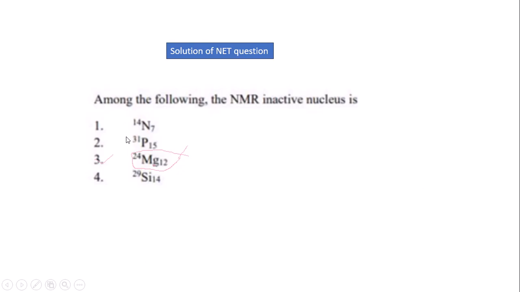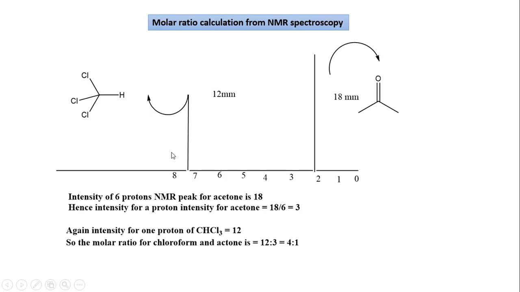And here, the given nuclei in the question: nitrogen 7, 14 is an odd-even combination. They are also an odd combination. Magnesium is an even combination. So this nucleus is an NMR inactive nucleus.